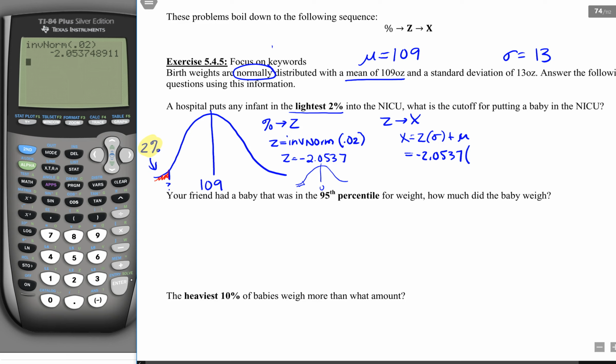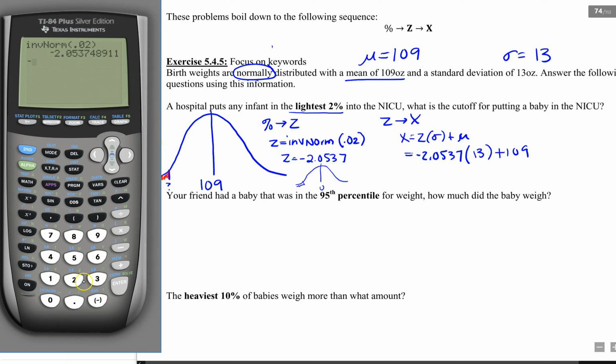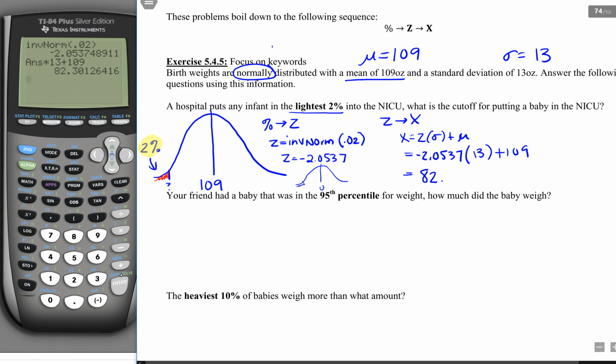So doing the steps is actually nice because it gets us a way to check our work. We throw in our standard deviation and our mean, and then we just type all that in our calculator. So maybe a times 13 plus 109. Looks like we get out 82.3013 ounces.